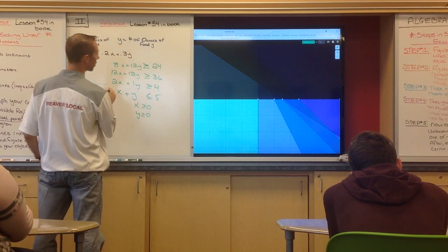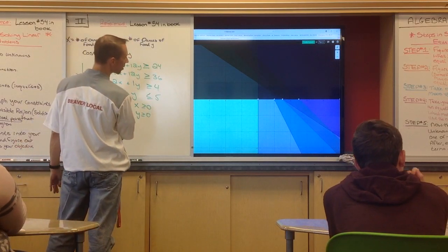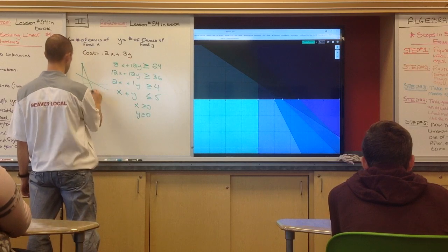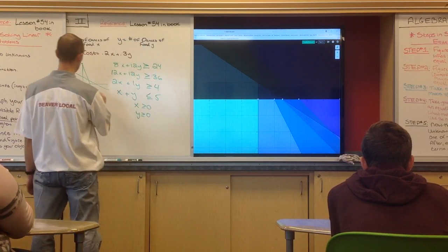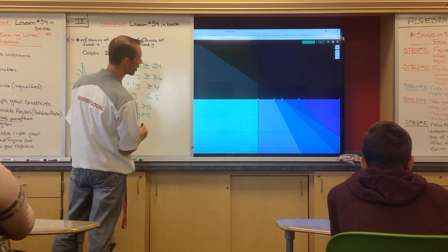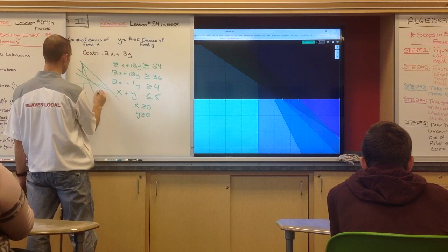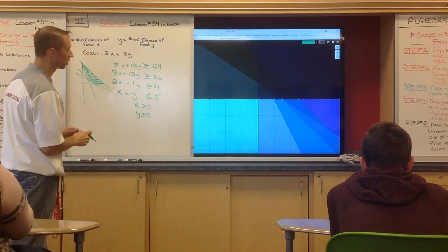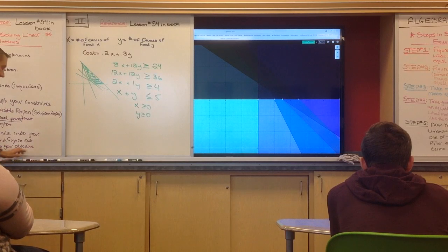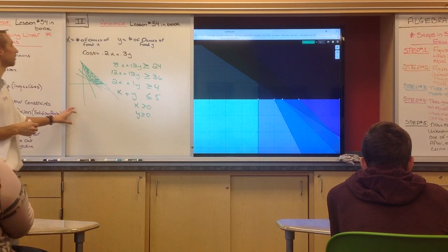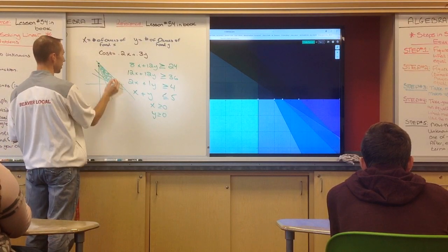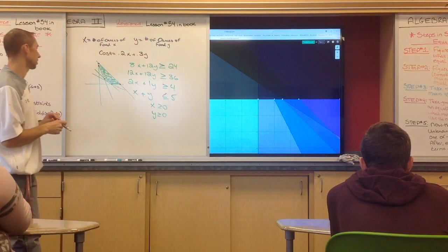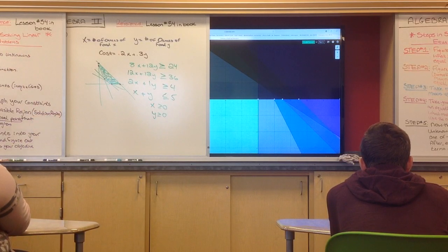We have one that goes like this. We have one that goes like this. We have one that goes like this. And then we have another one that goes like that. And obviously this right here is my shaded region. That's my feasible region. Now what do we need to do? Find those critical points right here, right here, right here, right here, right there. Those are my critical points. I should have a total of 5 of them, if I'm not mistaken here.